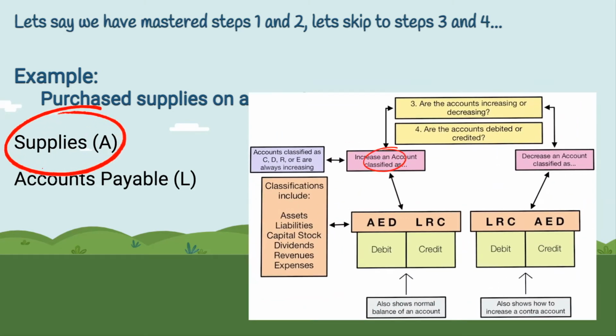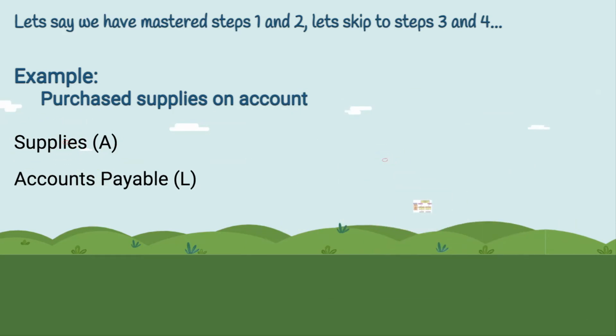Since supplies have been purchased, it is increasing. Use the left image, AED-LRC. Supplies is an asset and is above debit. Supplies is increasing and it is debited.